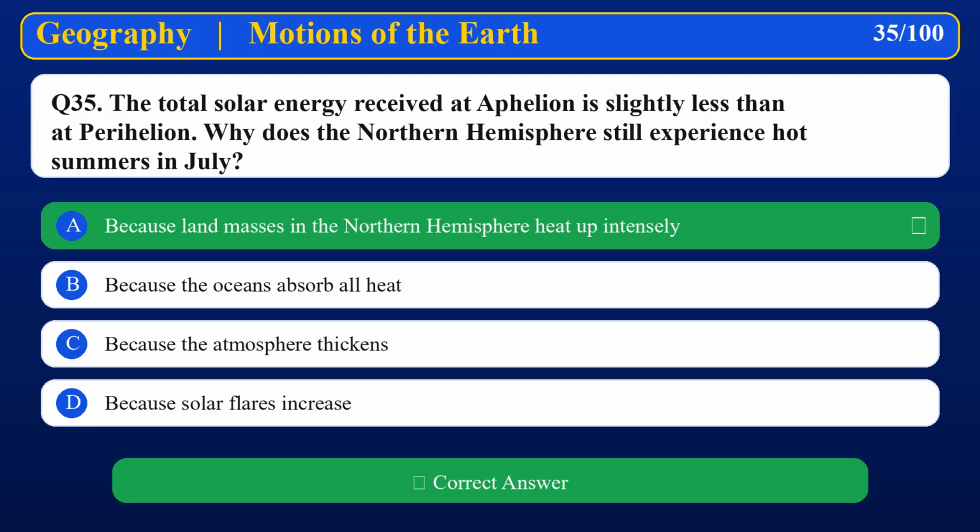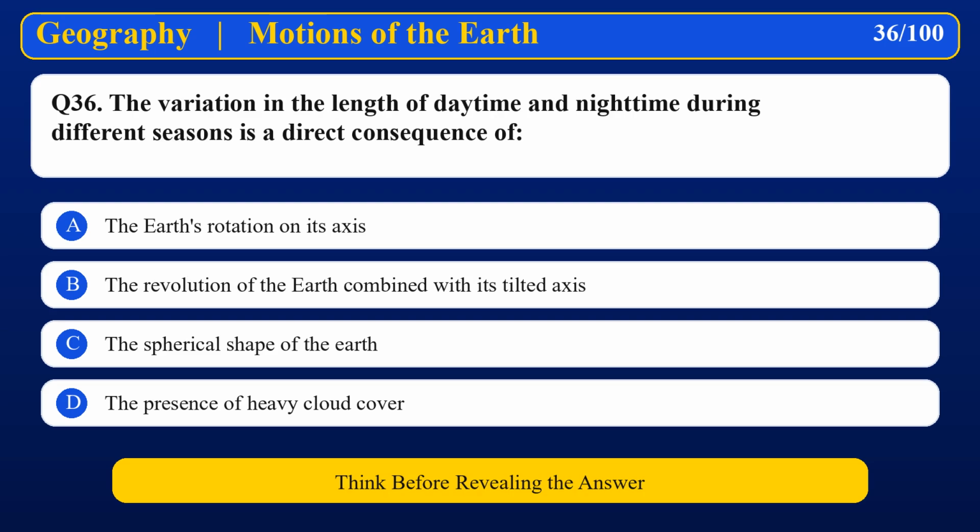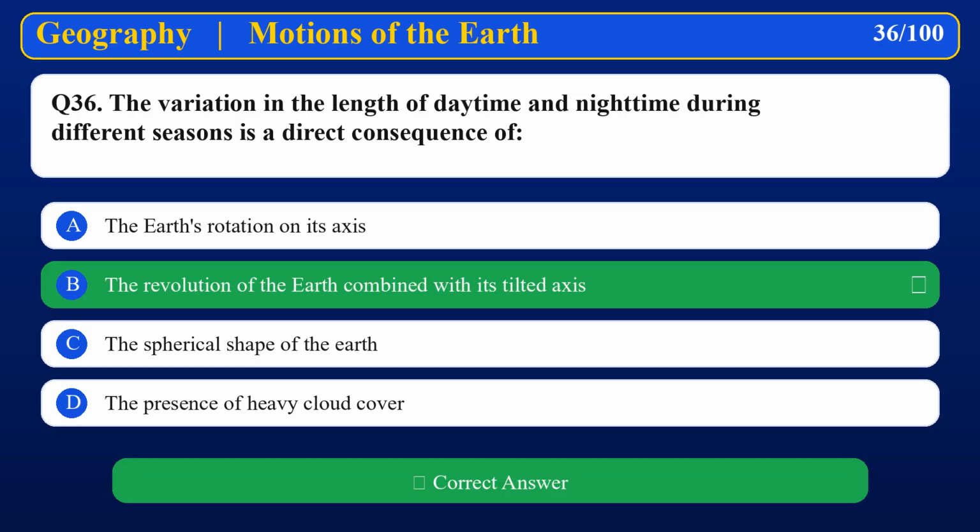Because land masses in the northern hemisphere heat up intensely, the variation in the length of daytime and nighttime during different seasons is a direct consequence of the revolution of the Earth combined with its tilted axis.